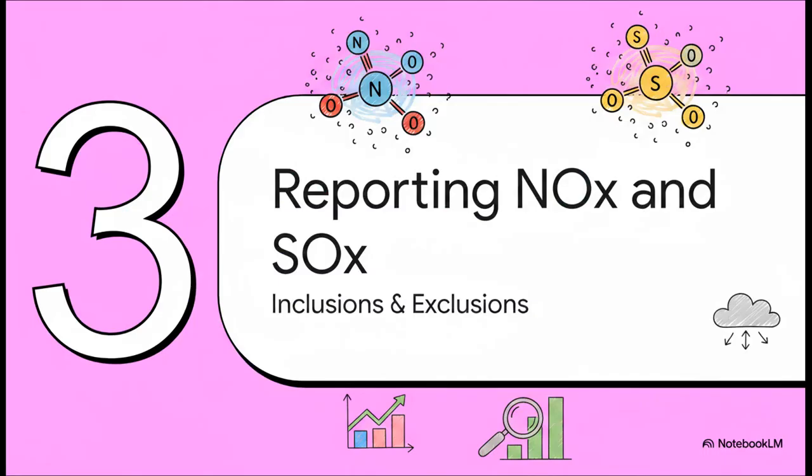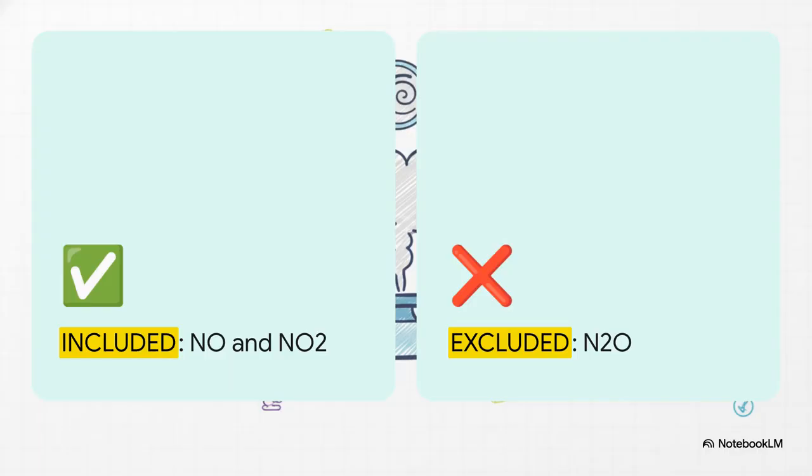Which brings us to Section 3, reporting NOx and SOx, critical inclusions and exclusions. Now, for your oxides of nitrogen, reported as NOx, you've got to be incredibly precise. The standard is extremely clear on the scope here. While nitric oxide, or NO, and nitrogen dioxide, NO2, must be calculated and included in your total, nitrous oxide, N2O, is strictly excluded from your NOx metric ton total. You really need to ensure your calculation systems are filtering these out correctly.